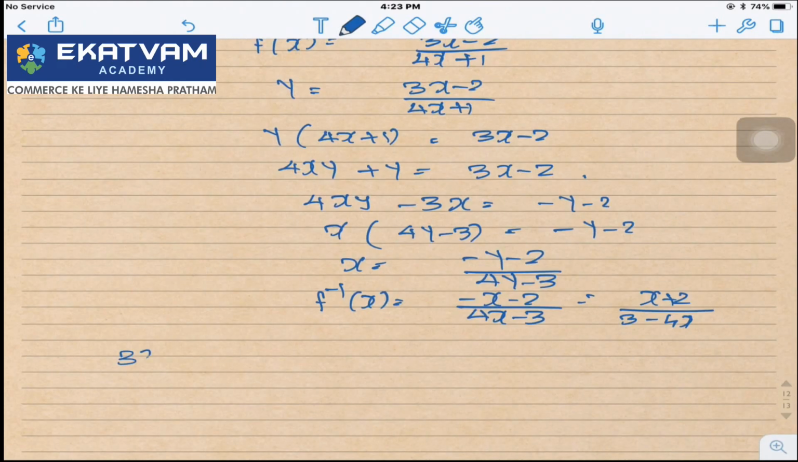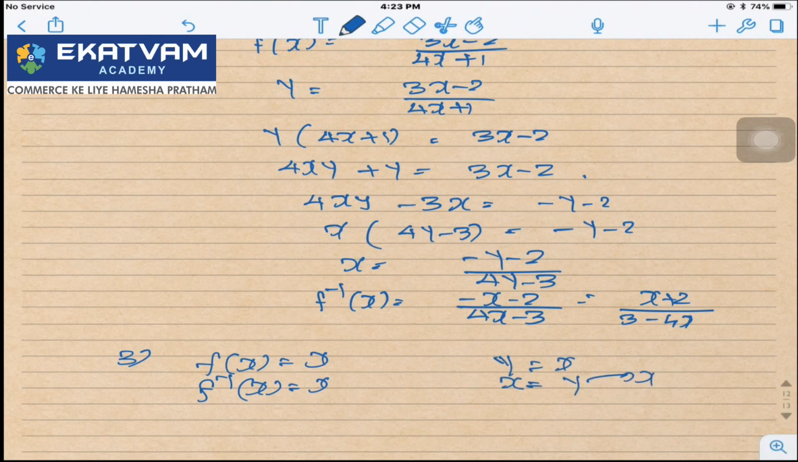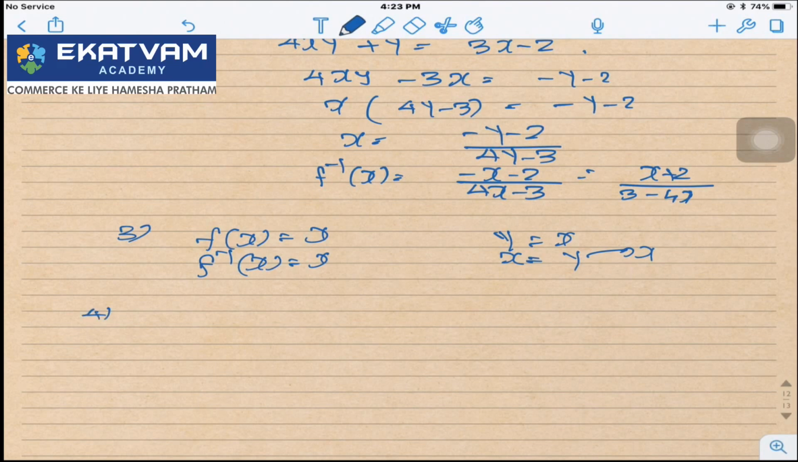I ask you what is the inverse of x? X itself. Because if y is x, it means x is y. Y is replaced by x. So inverse of x is x itself. Then I ask you, what is the inverse of f of x equal to 1 upon x? Inverse happens also to be equal to 1 upon x only. Why? Because y is 1 upon x, x is 1 upon y.